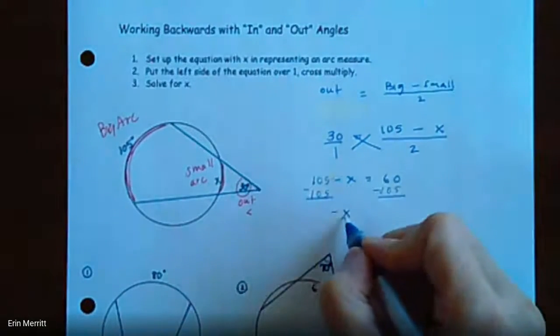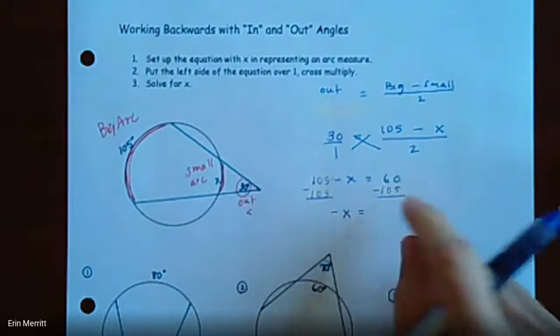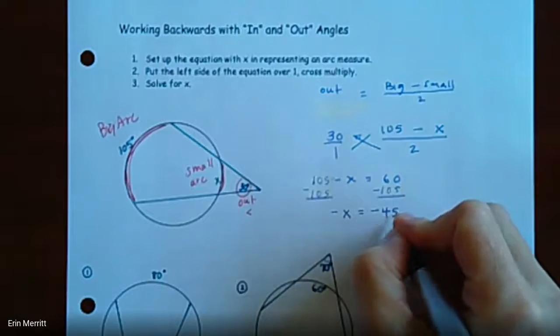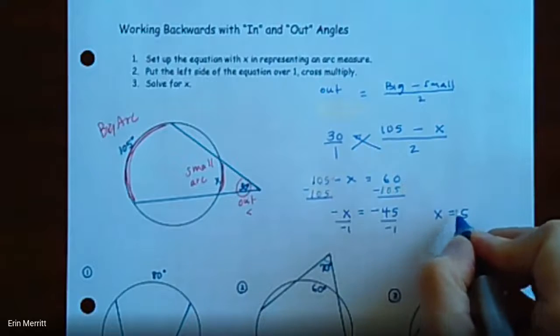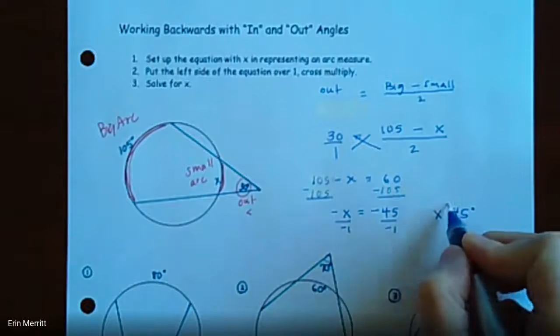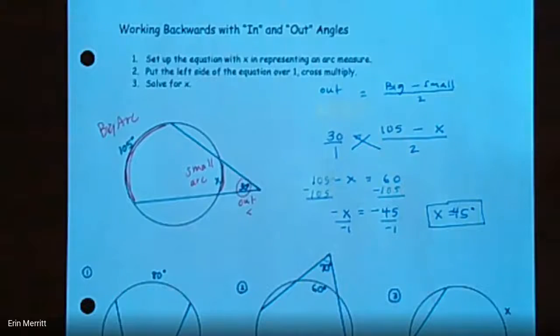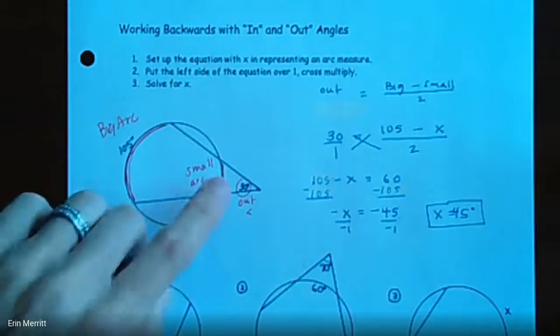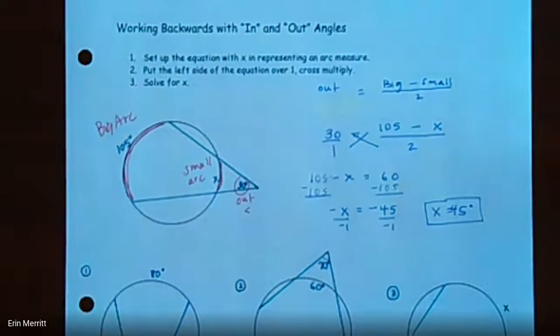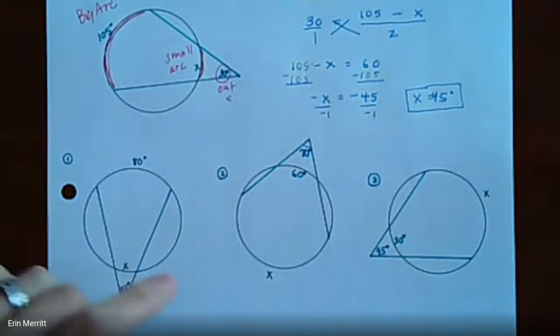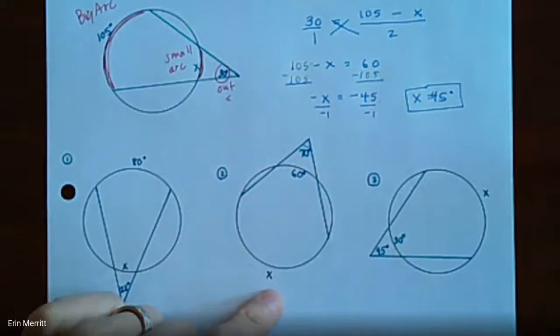All right, we'll get negative x. This is going to come out to give me negative 45, and then divide both sides by negative 1. That should give me a 45-degree angle right there. All right. So the only way that this can look a little bit different is that in this example, the small arc was x. So number 1, the small arc is also x, but number 2, it's actually the big arc that is x. So let's do number 2 together, and then I'll let you try the others on your own.